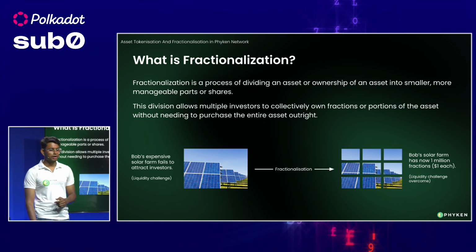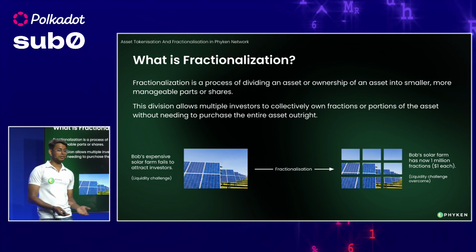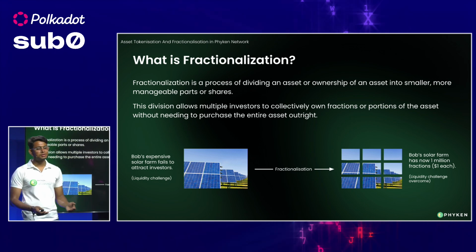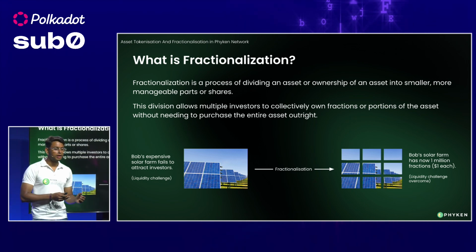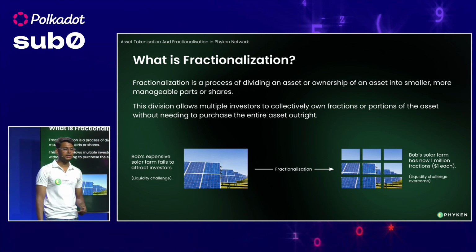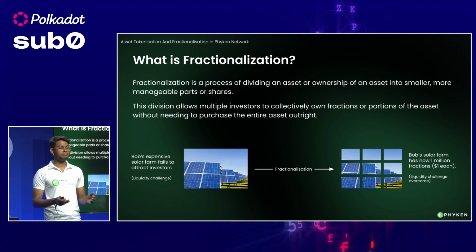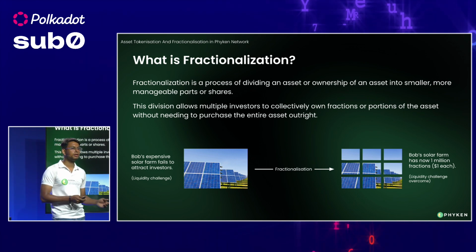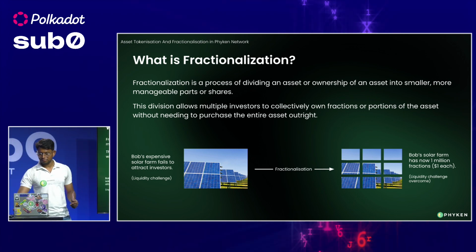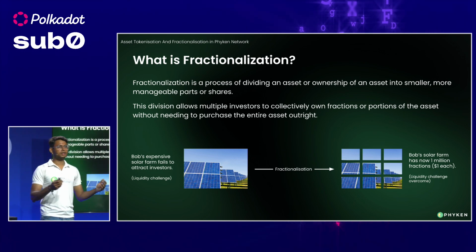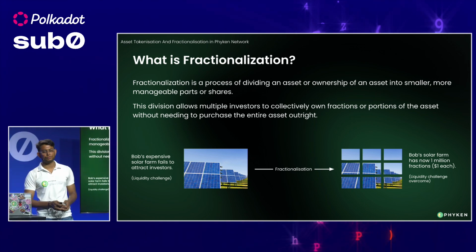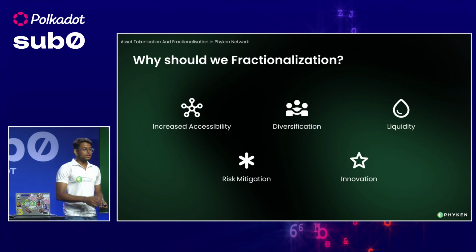As you can see, there's an investor, and obviously our Bob is always there, and he has a hard time getting investors because he wants to expand his solar. So we collateralize and then issue 1 million fractions of it, meaning he's trying to raise $1 million, and each of these fractions is going to be $1. So somebody like a retail investor can buy $1 or $5 or $10 worth of assets based on their risk portfolio. So why should we fractionalize?